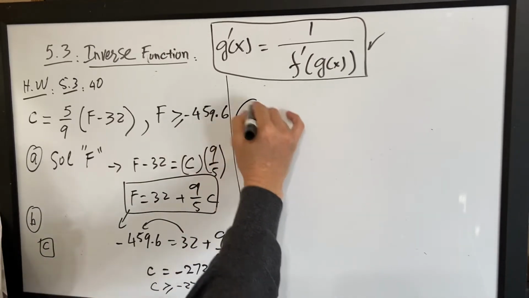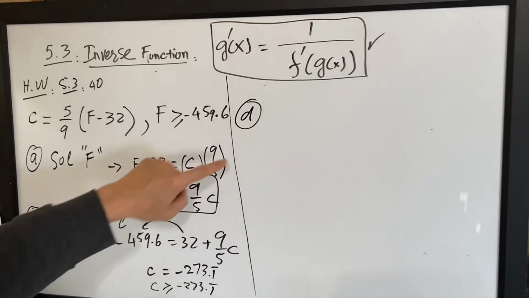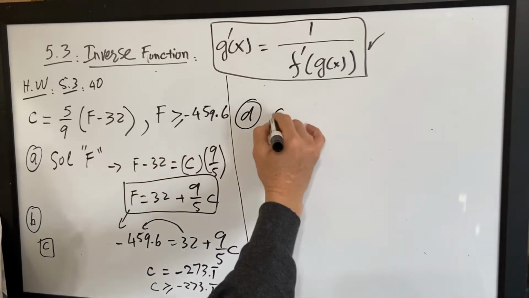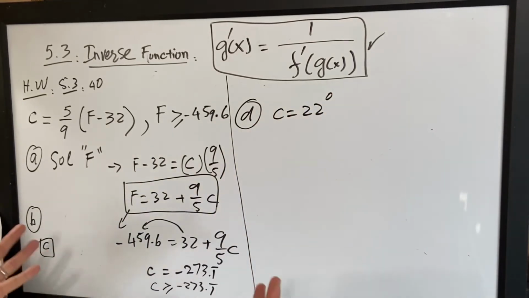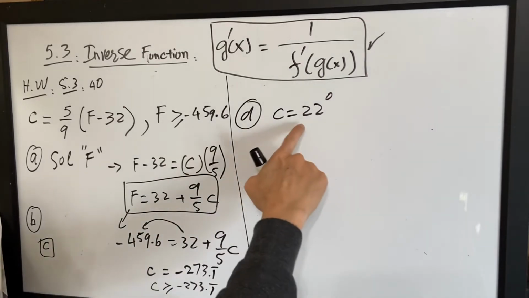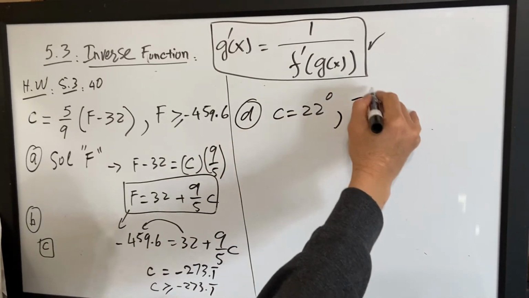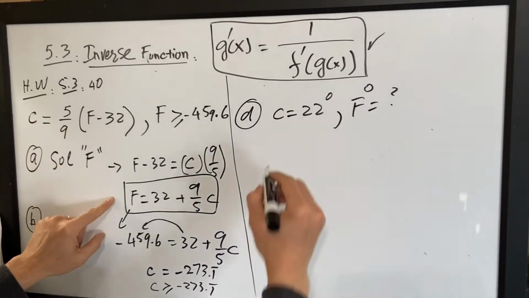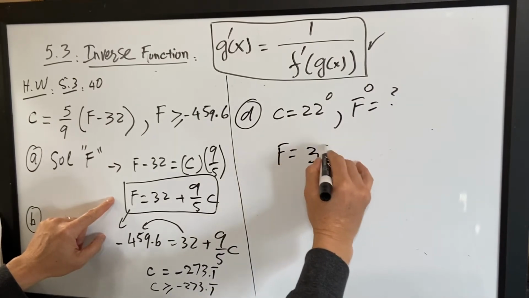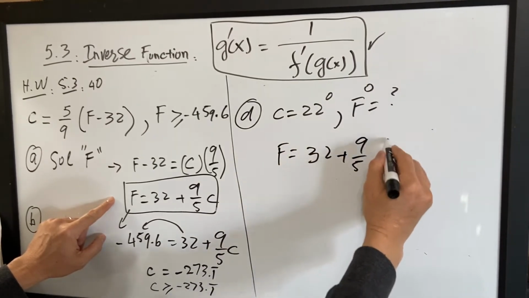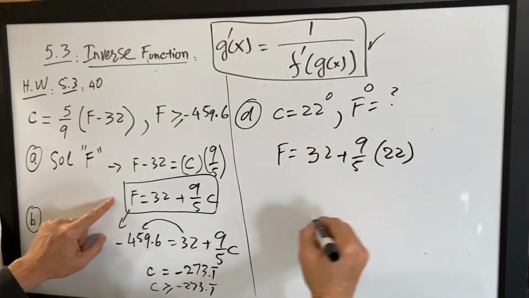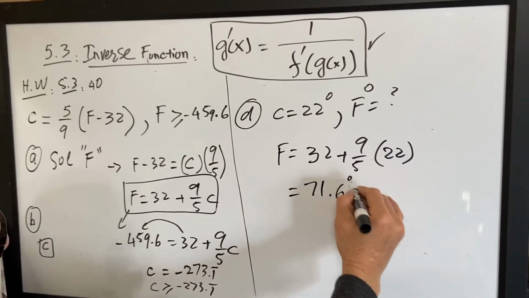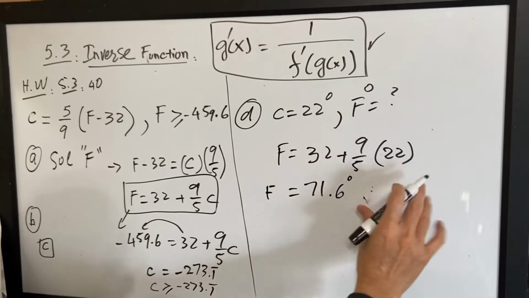On part D, I'm not going so fast here, am I? On part D, they ask, what if C is 22? Because I know I'm insulting your intelligence right here. If C is 22, what is Fahrenheit? Can we do the math right here? We just plug in the value. We have F equals 32 plus 9 over 5, and C right here is 22. You do the math and you get 71.6 Fahrenheit.